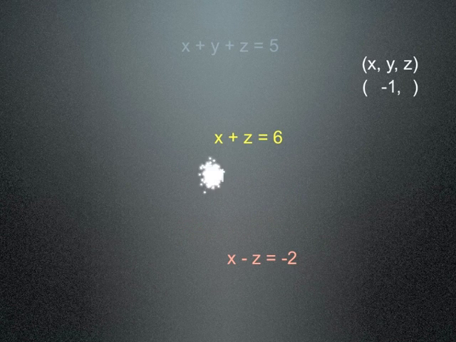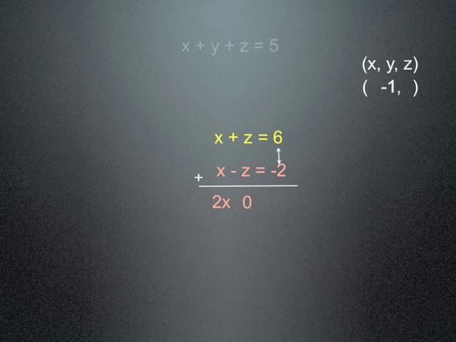Get rid of all this other stuff as well. And I'm going to move this equation up. There it goes, right there. So now I can add these two equations together. x plus x is equal to 2x. Plus z plus -z is 0. And 6 minus 2 is 4. Now I multiply both sides of the equation times 1/2, which gives me x is equal to 2.